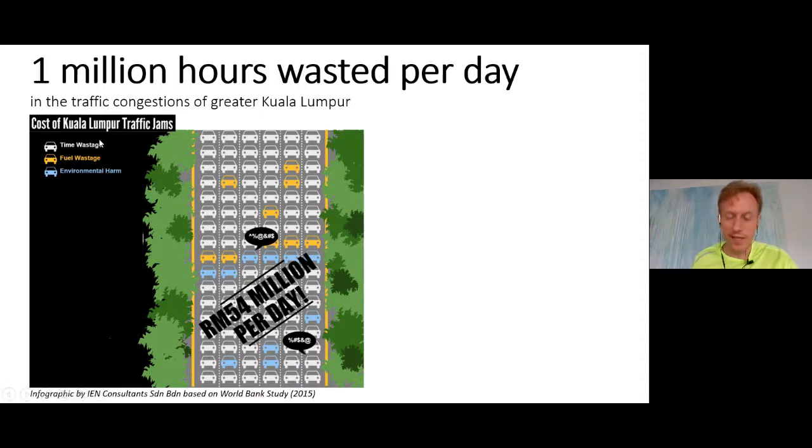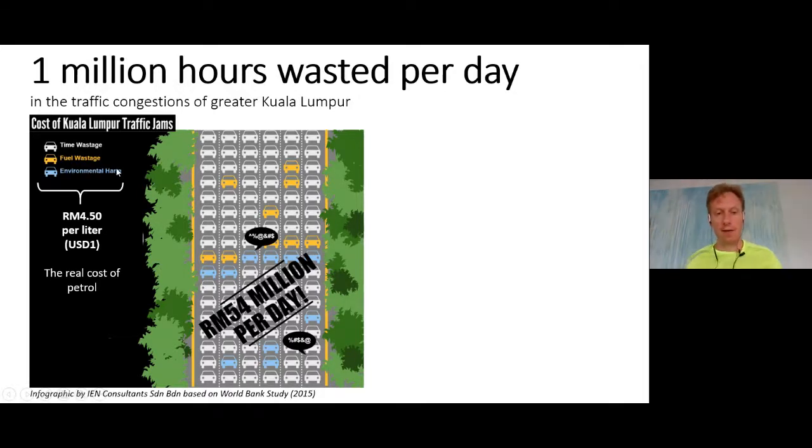Most of that is simply from wasting time, but there's also environmental harm and fuel wastage. And in fact, we are subsidizing this crazy congestion because fuel prices are artificially low. So the World Bank did a study about 5 years ago and said that the real price of petrol, if you factor in all this wastage and harm, should be about $1 per liter. And currently the price in Malaysia is only 1/3 of that. So artificially low.